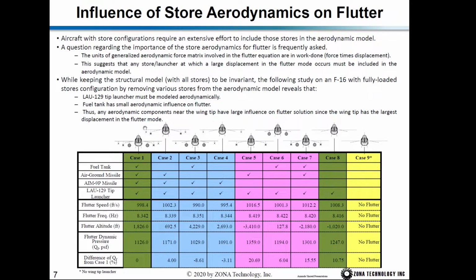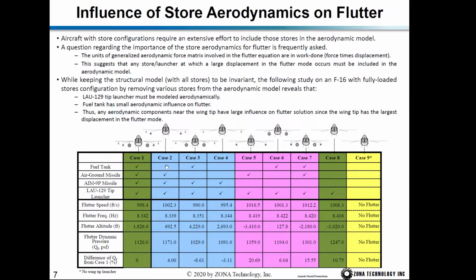So let me give you an example. This is an aircraft with a fuel tank, an air-to-ground missile, an M9P missile, and the tip launcher. The tip launcher is modeled by ZAERO 7, and we keep the structural model with all stores invariant. Only the aerodynamic model changes. If we include all the underwing stores and the tip missile in the aerodynamic model, we get a Flutter solution like this, which we call the reference solution.